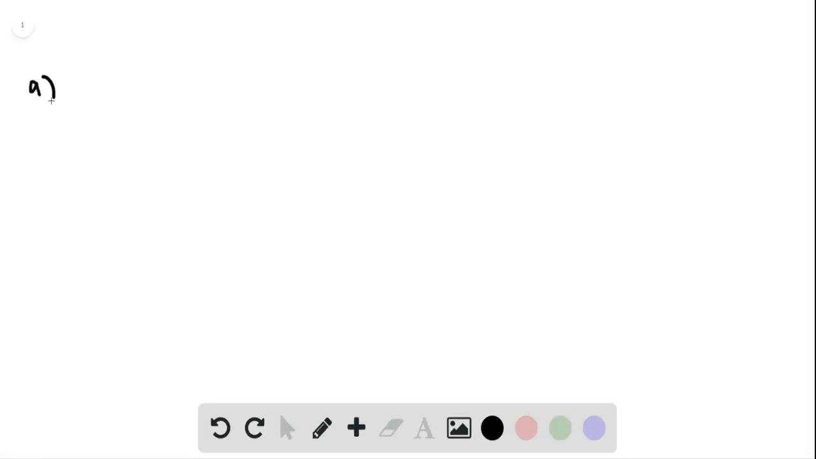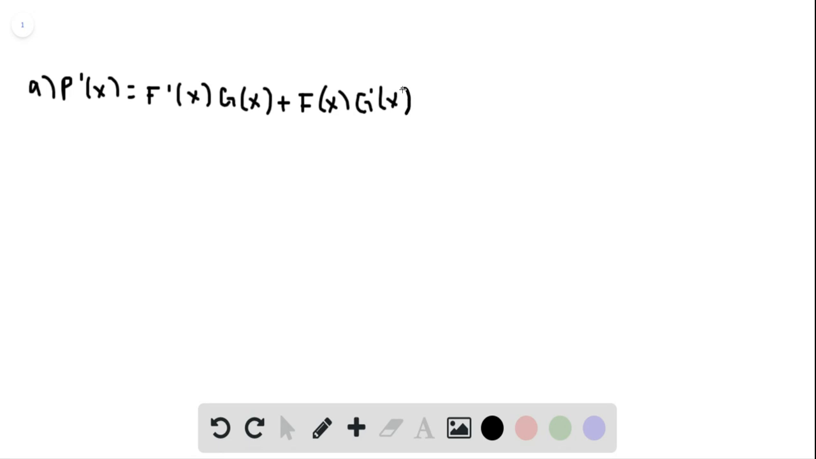So for part A, we're first going to apply the product rule. Then we get the derivative of f times g, plus f times the derivative of g. We plug in 2 for x. Then we get the derivative of p of 2 is equal to 0 times 2 plus 3 times 0.5, which becomes equal to 3 halves.